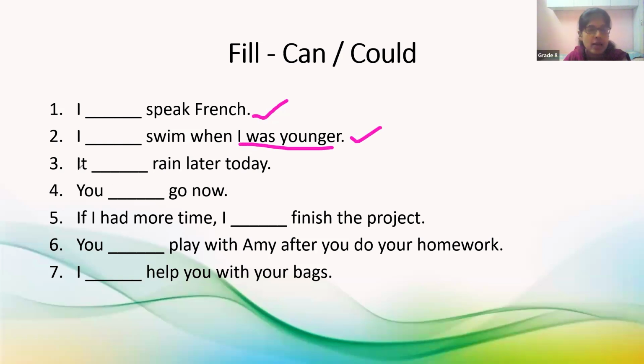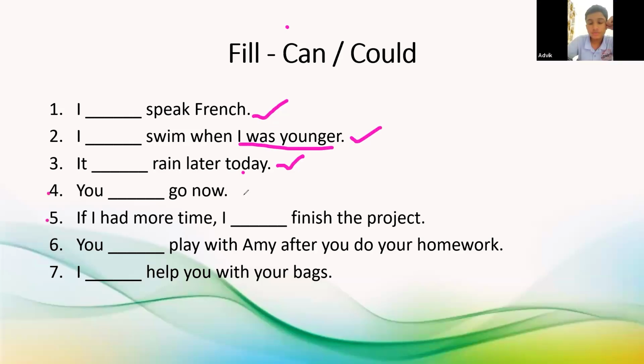Okay. Sanskriti. Number 3. Ma'am, it can rain later today. Correct. Very good. It is today, present tense. It has to be can, since I am giving you a choice between can and could. Okay. Next. Advik. Number 4. Arush, you can take number 5. You can go now. Oh, that was very fast. Well done.